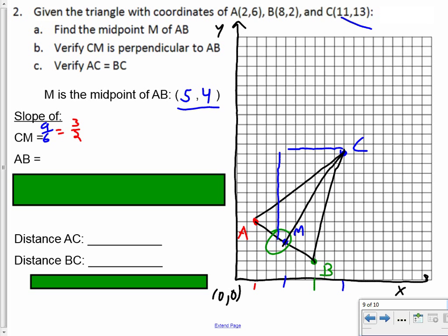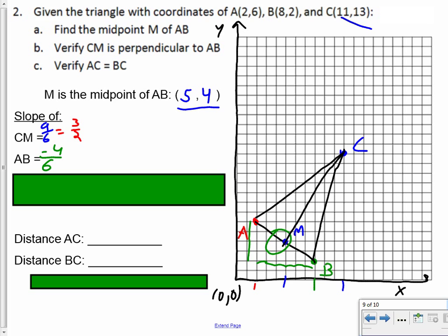Now let's look at AB. Let me move some of these out of our way now. Going from A to B, same thing. We're going down 1, 2, 3, 4, and then we're going over 1, 2, 3, 4, 5, 6. So we would say down 4, or negative 4, over 6.